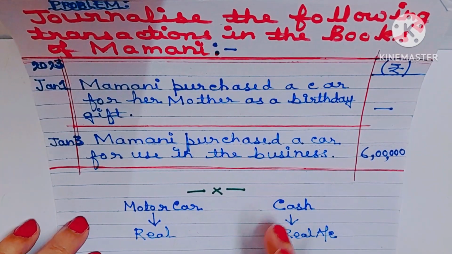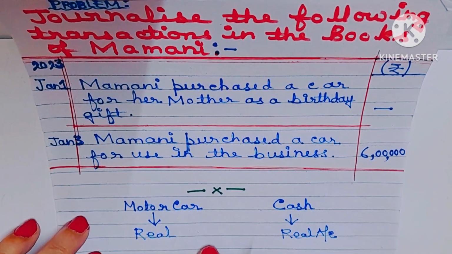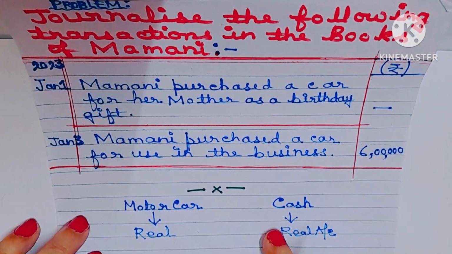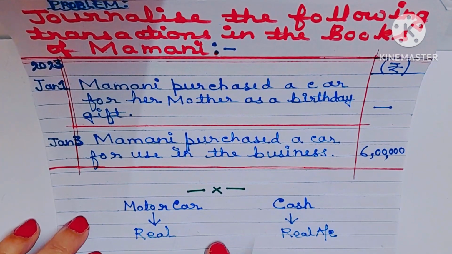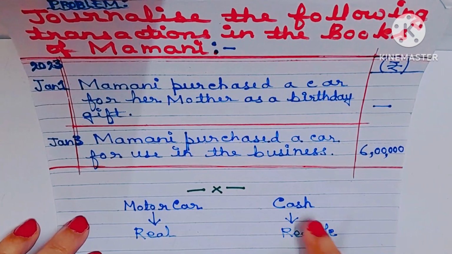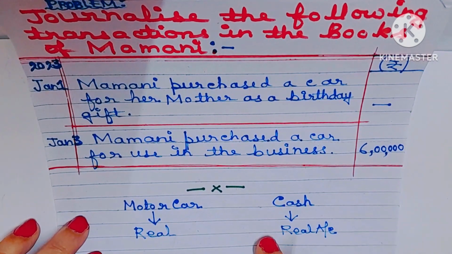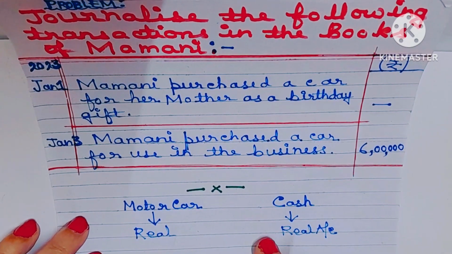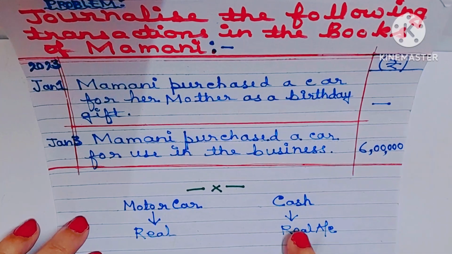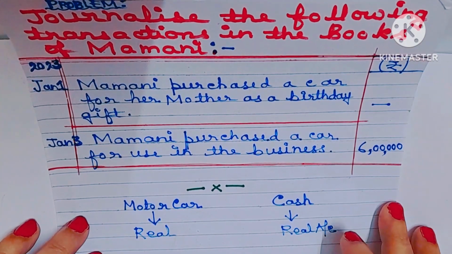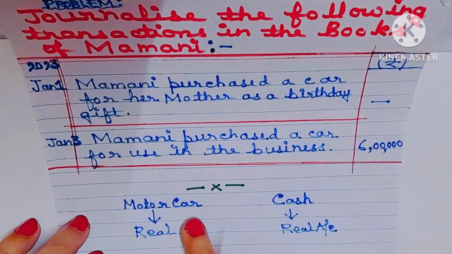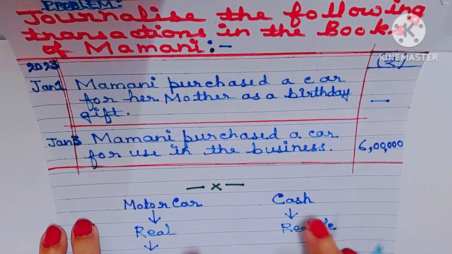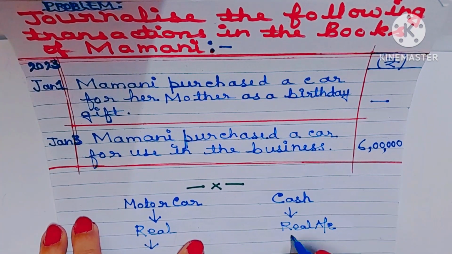The third step is we have to determine which account is to be debited and which account is to be credited. Should we debit motor car or should we debit cash? Should we credit motor car or should we credit cash? In order to find out, we have to apply the 3 golden rules of accountancy logically. So we came to know that motor car comes under real account, and cash also comes under real account.